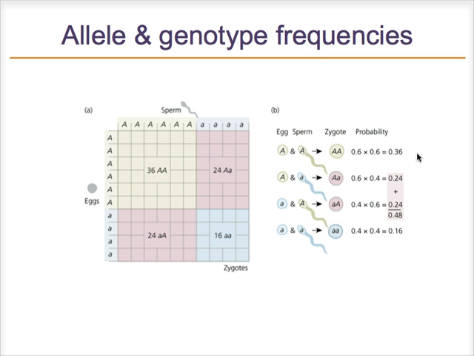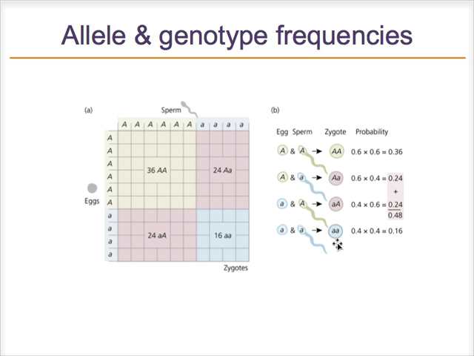Again, down at the other end, I've got the probability that the egg will carry the little a allele of 0.4, the probability that the sperm will carry the little a allele of 0.4, and then the probability that they'll combine, 0.4 times 0.4 is 0.16, or a 16% chance that this gene pool will give rise to a homozygous recessive zygote.